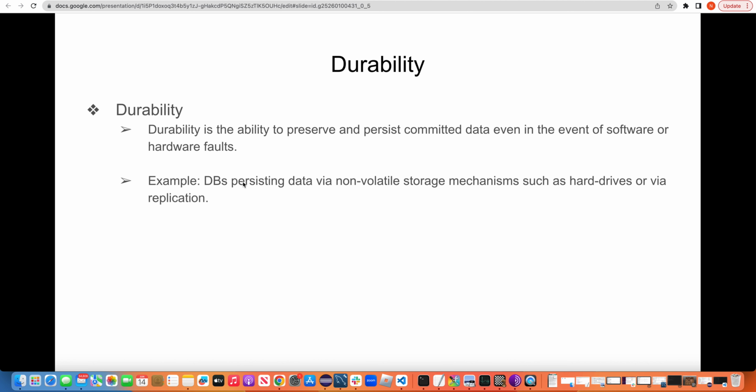What's durability? Durability is the ability to preserve and persist committed data even in the event of software or hardware failures. And DBs persist this data in non-volatile storage, such as a hard drive, or they also provide durability through replication. So in case one instance of the server fails, another instance of the server provides the requested data.